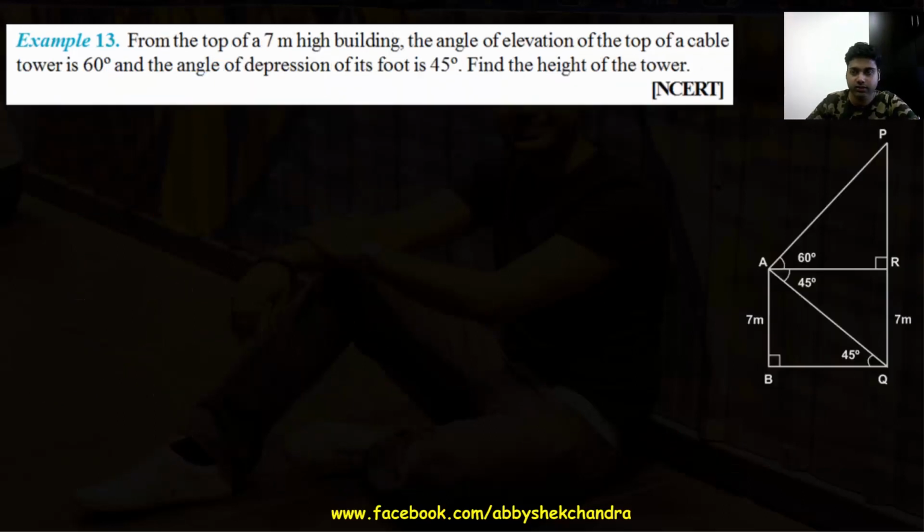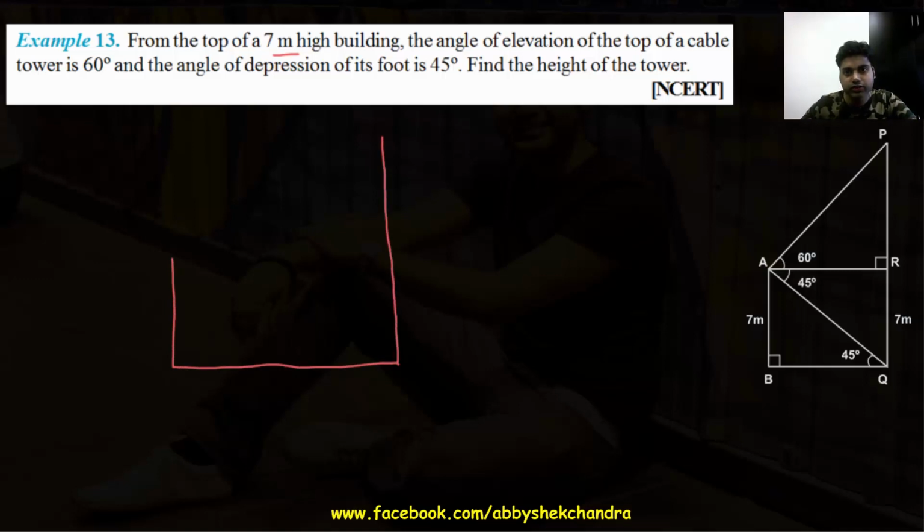Fine. Question 13. Okay, from the top of a 7-meter high building, the angle of elevation of the top of a cable tower. Now, whenever there is a building and a tower, assume that the tower is taller, I mean, by default, right? But then see that it's consistent with the data given, right? Most of the times, 9 out of 10 times, the tower will be taller than the building, or a flagstaff or anything else. Okay, so the building is 7 meters high, so let's make the building, this is the ground, and the tower is taller.